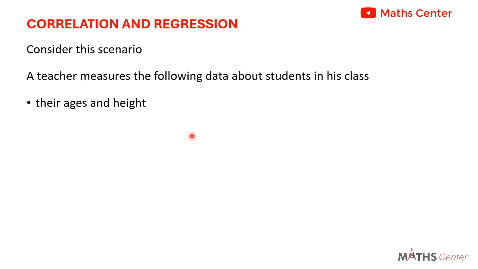So he goes to the class and he speaks to the students one after the other. He calls on the first student, they mention their age and their height. He does the same for the second student, the third student, and so on, up until the last student. He measures their ages and their height.